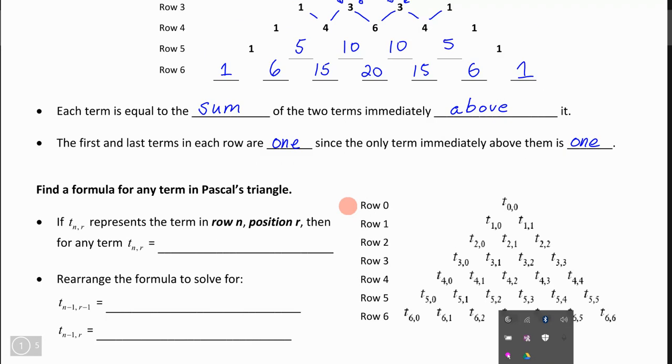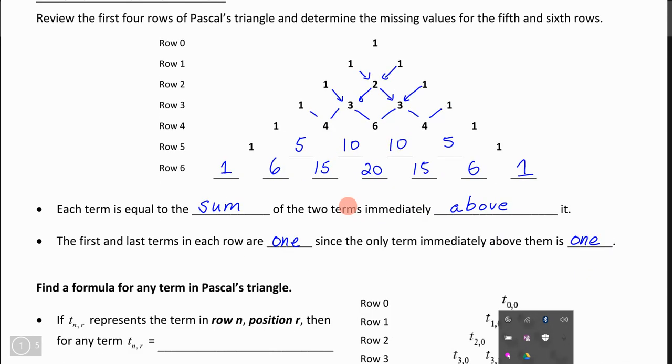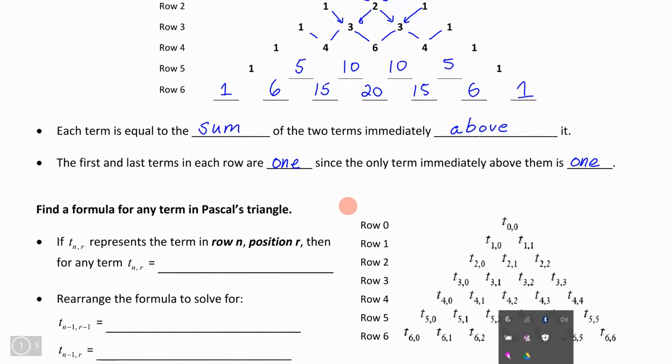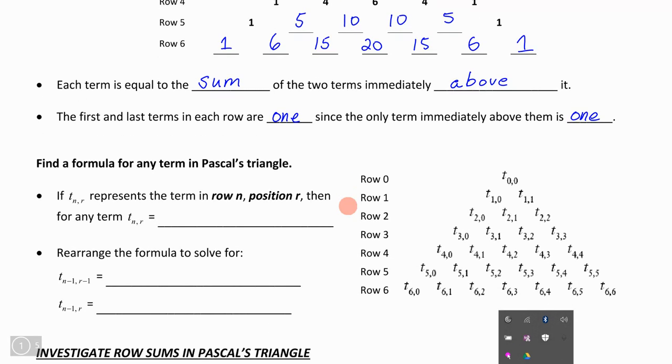Now, you can imagine this triangle can go on forever. You can go row 7, row 8, row 9, row 10, row 100, row 200, row 1000, row 10,000. It can become really, really big. I'm not going to ask you to construct Pascal's triangle of 1,000 rows, but there is a way to find any term in Pascal's triangle using a formula. So what kind of formula would that look like?